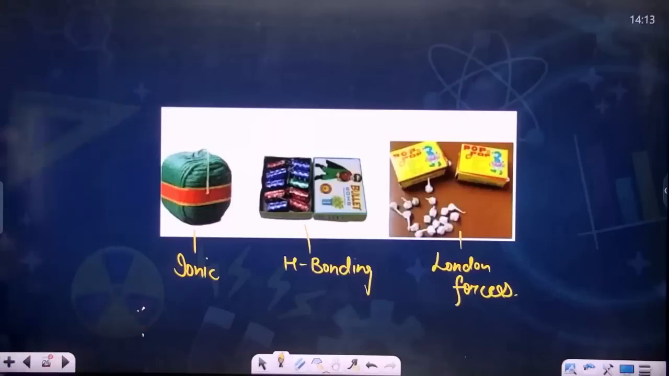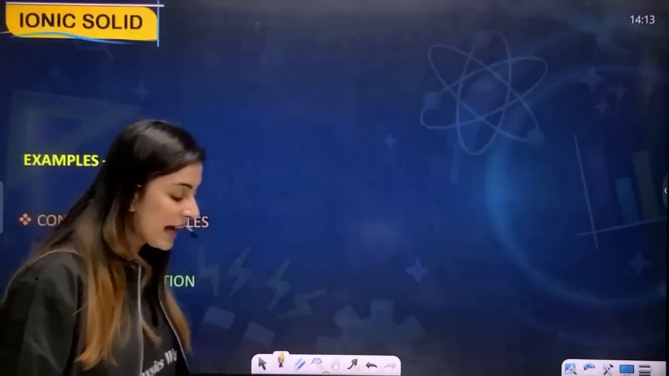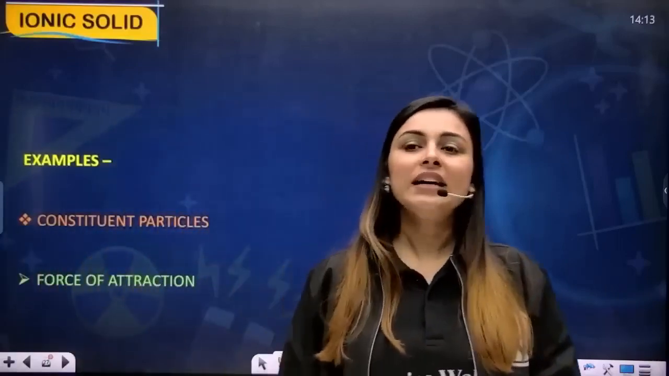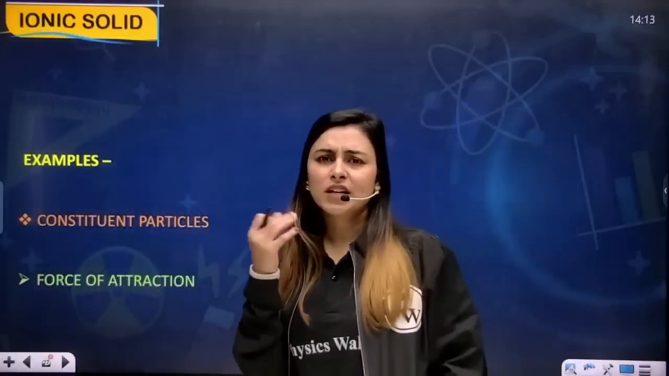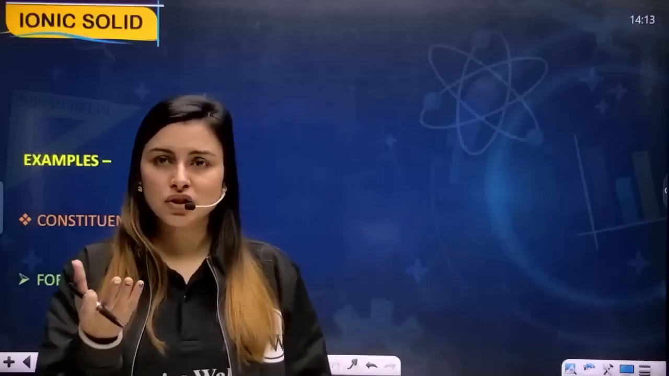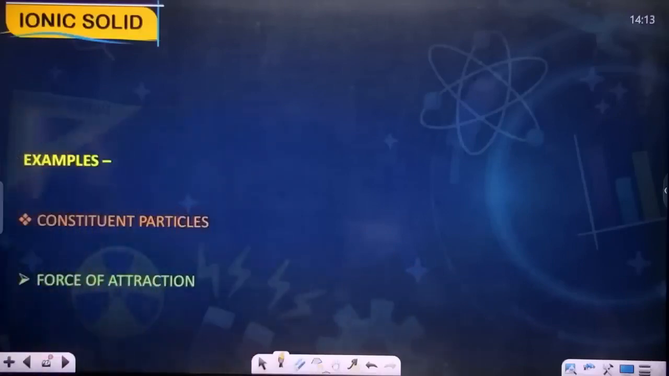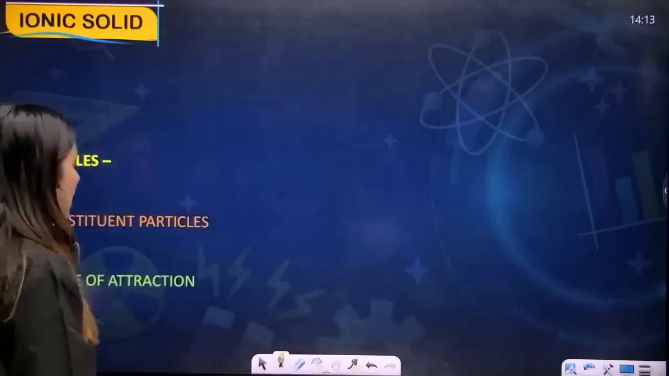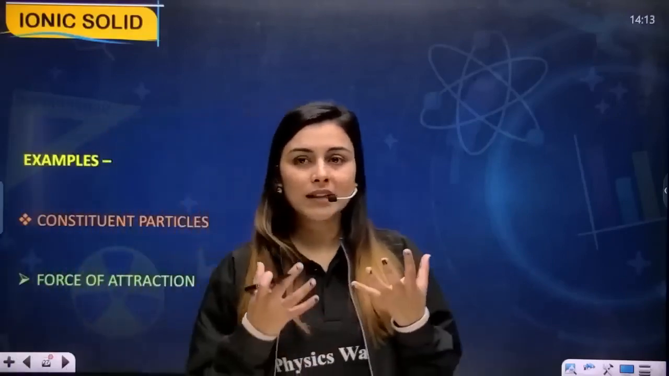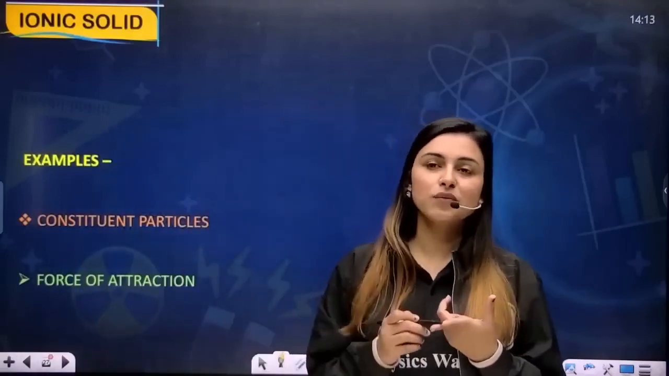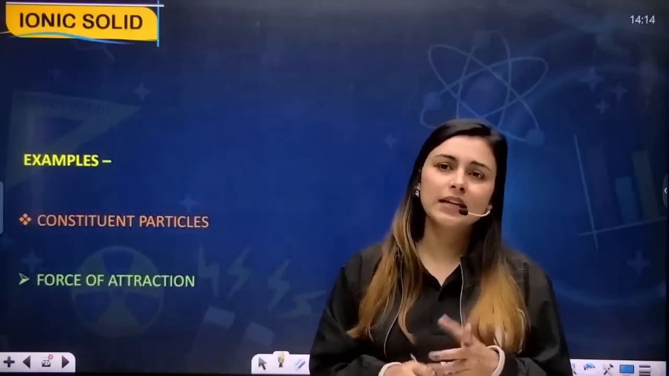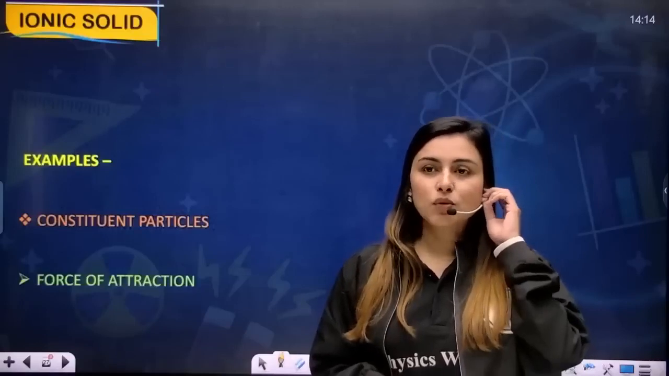Let's talk about the first type of solid, which is ionic solid. Ionic solids have very strong interactions. If we talk about ionic solids, we need to know what the constituent particles of this solid are, which force of interaction is taking place, and what the examples are. Let me give you the examples first.